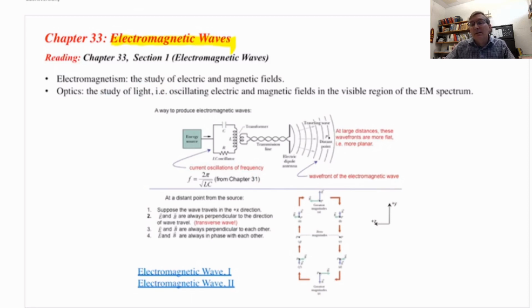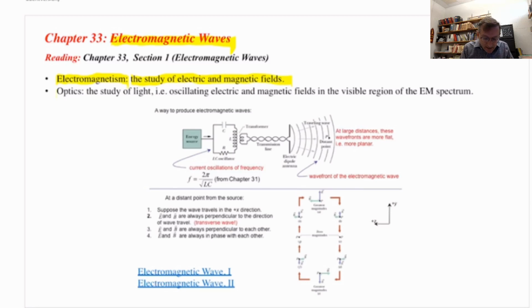Just think about everything that you need that's related to your cell phone, because that's all based on electromagnetic waves. Okay? All right, but we've got to build up some understanding first. So in this chapter, section 1 on electromagnetic waves, let me get it started. First, let me remind you, we have been studying what's called electromagnetism, the study of electric and magnetic fields, which culminates in the writing of the 4 Maxwell equations that describe the behavior of electric and magnetic fields.